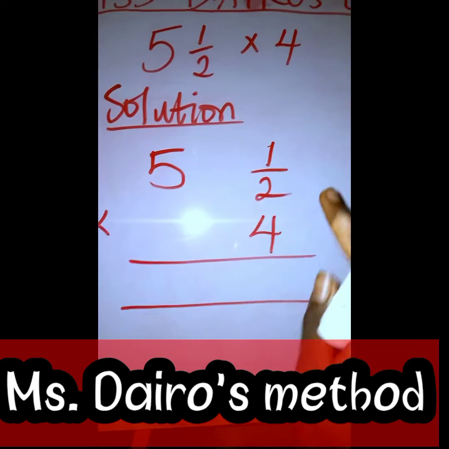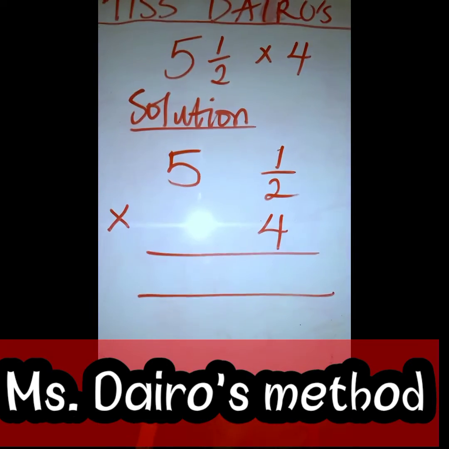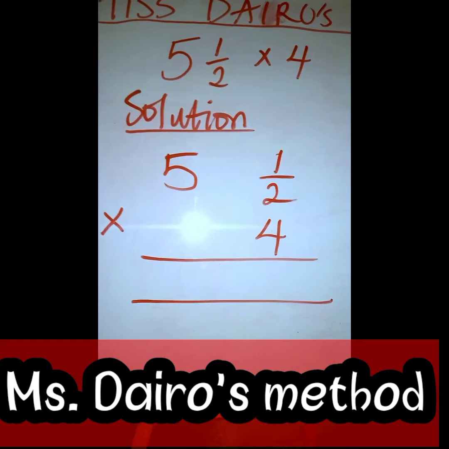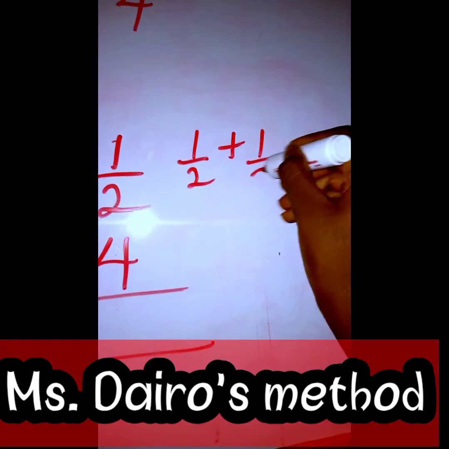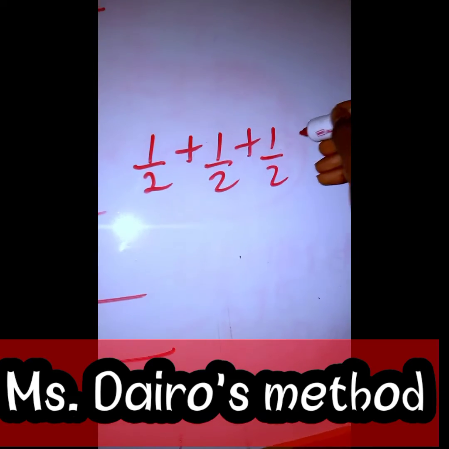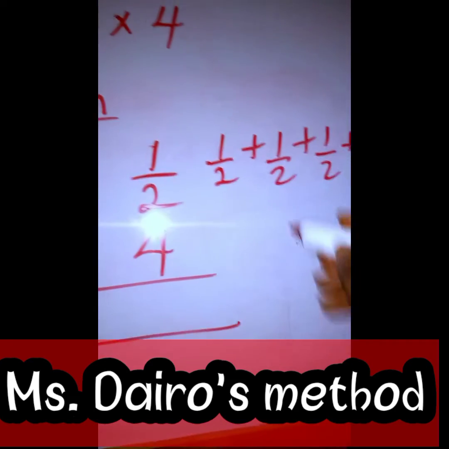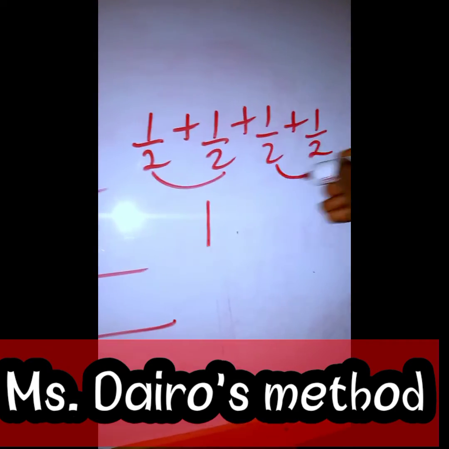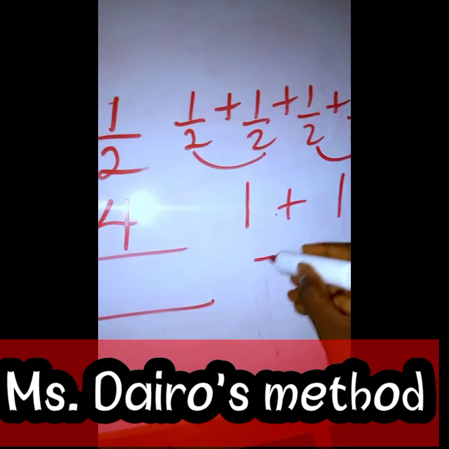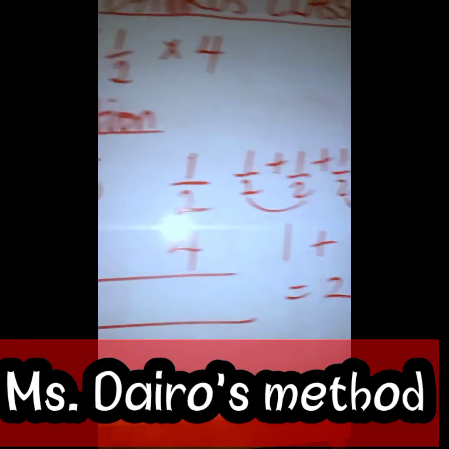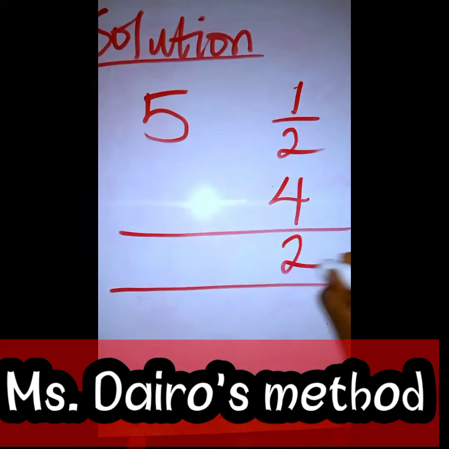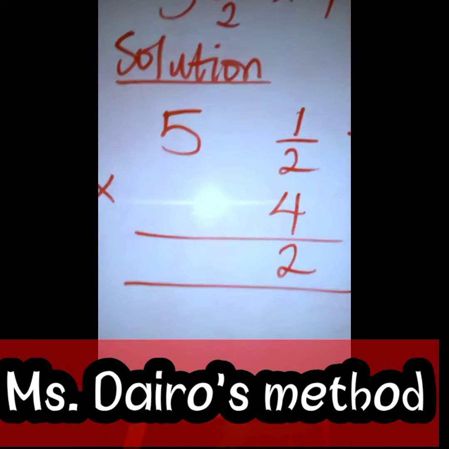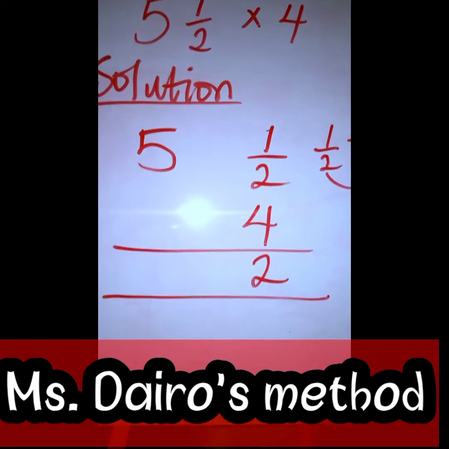Half times 4. So now I taught them 2 ways to do this. It's either you use repeated addition and say half plus half plus half plus half. And you say half plus half is 1, half plus half is 1. Then you add it together, you get 2. Or you can just say, what is half of 4? So half of 4 is 2. So just know your half times 4 is still the same as saying what is half of 4.